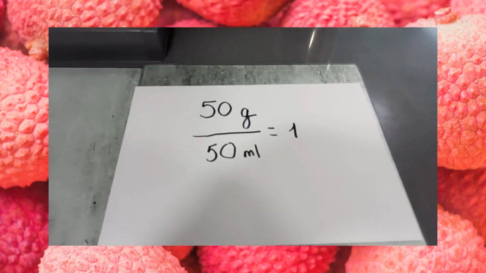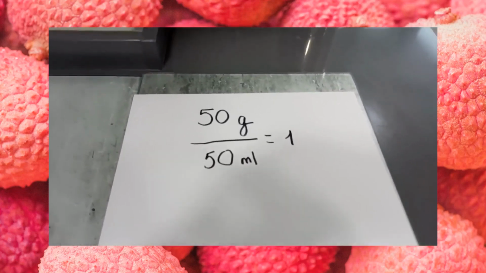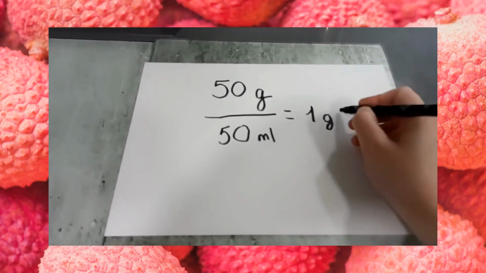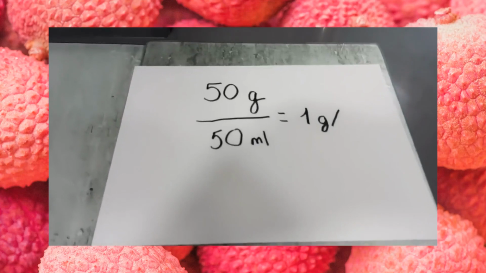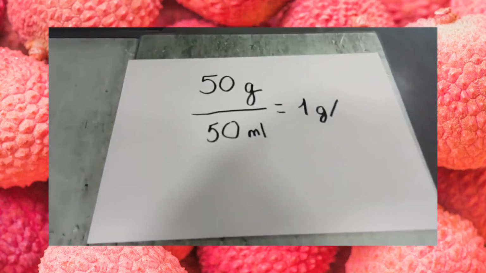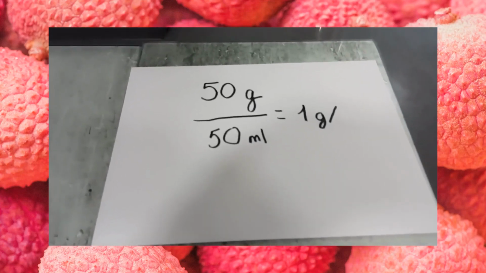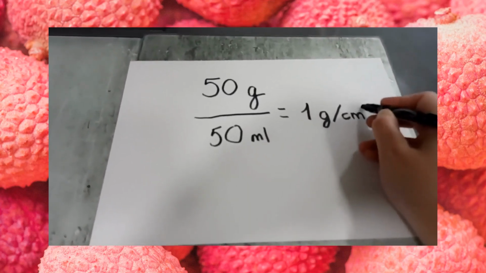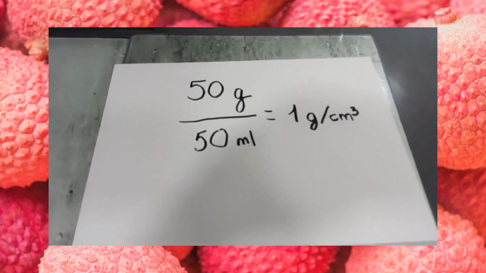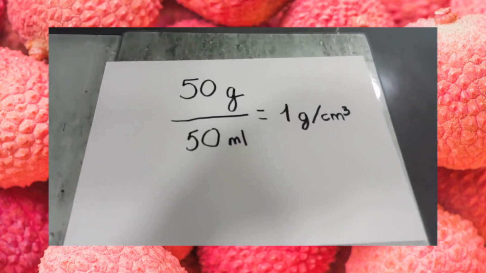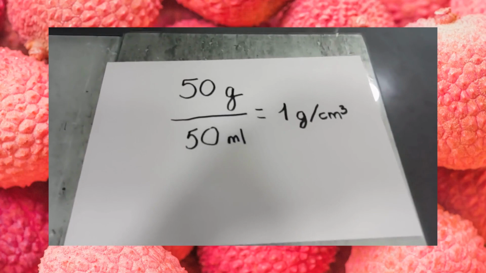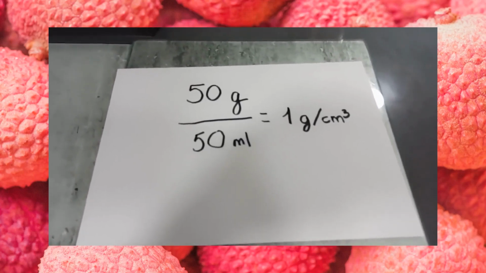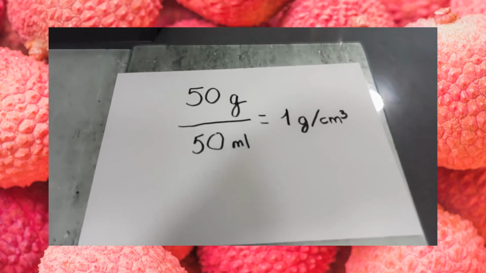And we are going to see how to put the units. We put grams by, and here instead of putting milliliters, we are going to put cubic centimeters. Okay, so we put centimeters and number 3, that means cubic centimeters. 1 milliliter is the same as 1 cubic centimeter. So that's how we calculate density.